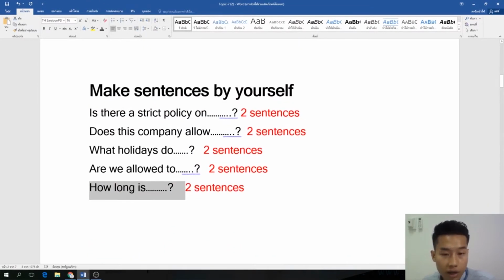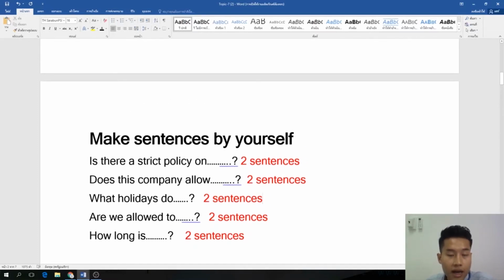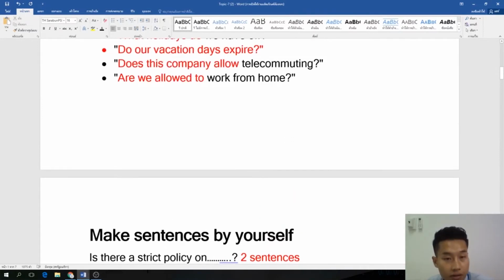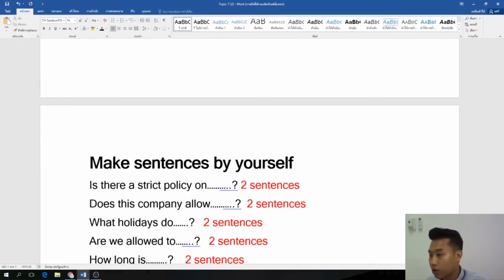Okay, so try to make all the sentences by yourself. 2 sentences, 2 sentences, 2 sentences, and 2 sentences here. Try to complete the sentences, but all the answers have to be your own sentences. They have to be from outside. They should not come from what we have studied at the moment. Okay, this is all about this one.